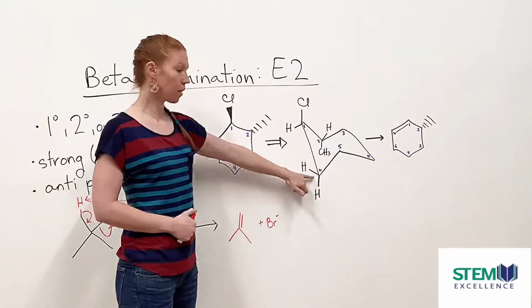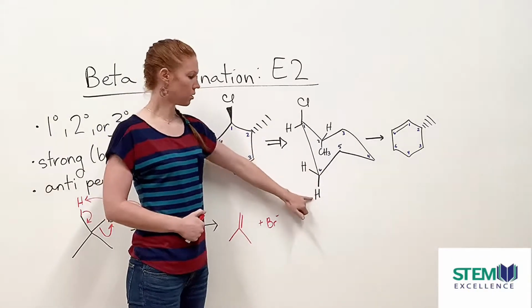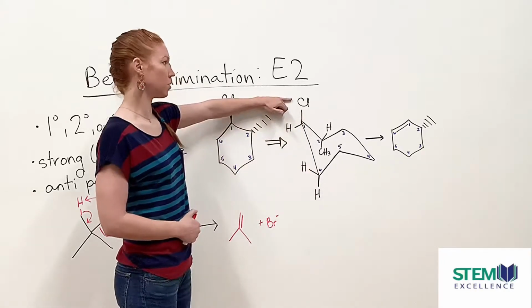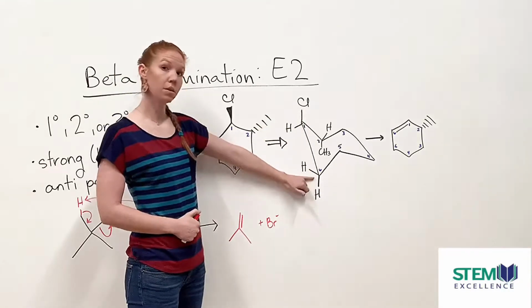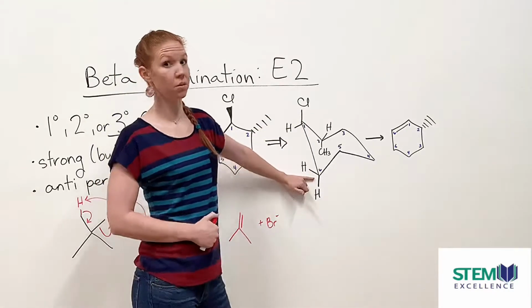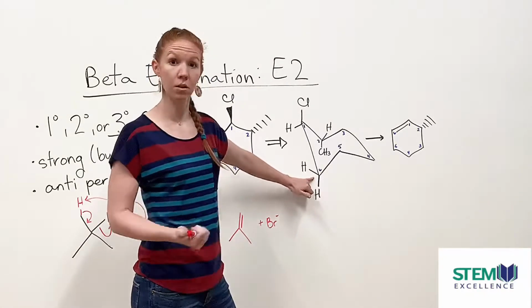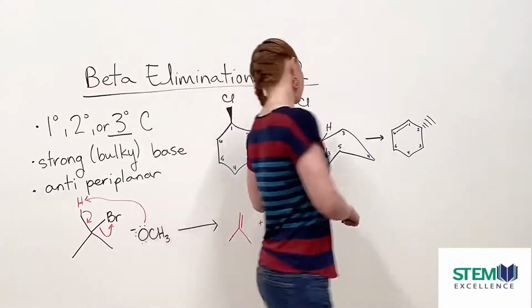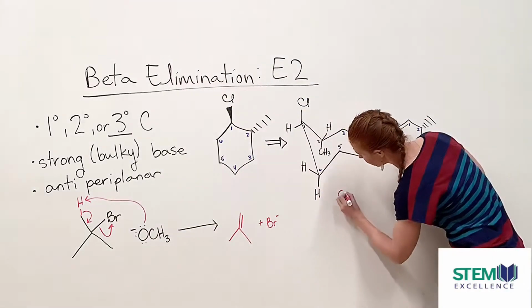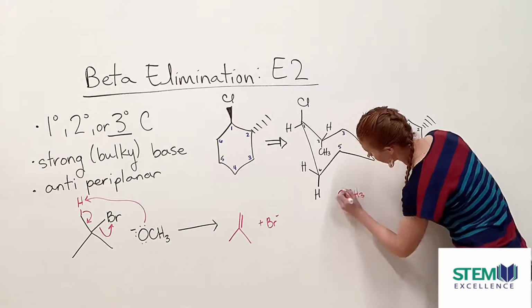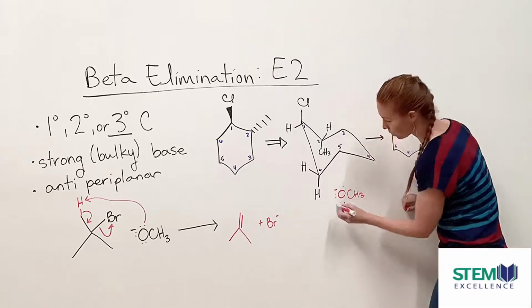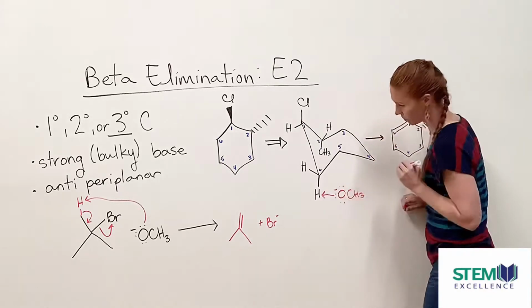If we look at our other beta carbon, there is a hydrogen that's anti-periplanar to the chlorine. So this carbon can undergo elimination using an E2 mechanism. And in fact, this is the only carbon that undergoes the elimination. So if we bring our base in, it's going to attack our hydrogen.